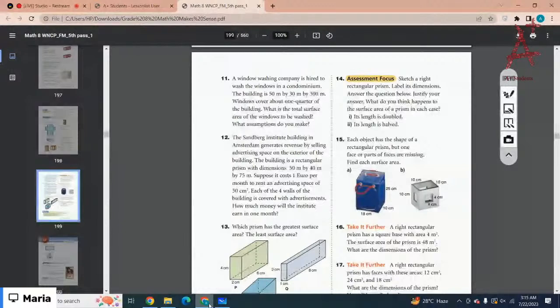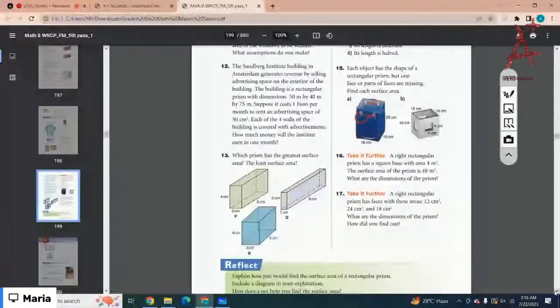Question number 13 is which prism has the greatest surface area, the least surface area. Okay, you are given three prisms. You have to see which one has the greatest surface area and which one has the least surface area. You are given the buildings P, Q, and R. Okay, which one has the greatest surface area?